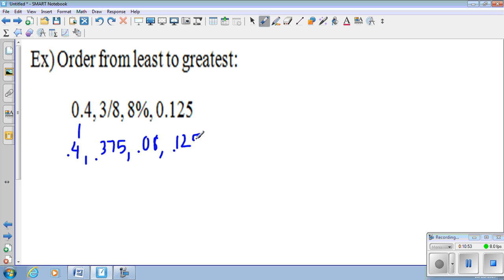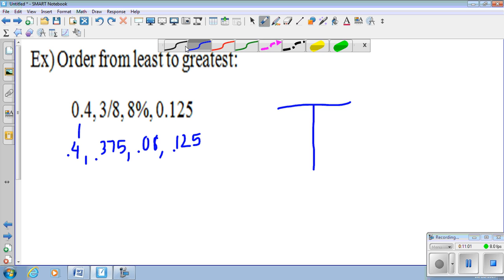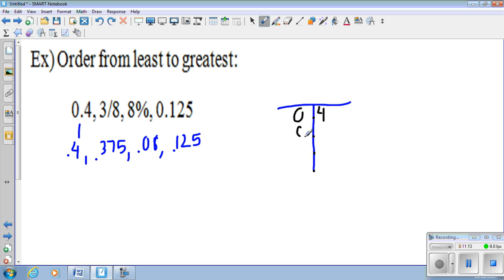Whoops. And now I can put in my t-chart. Decimal, decimal, decimal, decimal: 0 and 4 tenths, 0 and 375 thousandths, 0 and 8 hundredths, 0 and 125 thousandths. Again, for this one, my longest number goes out to the thousandths place, so I'm going to put placeholders here. So zeros out to the thousandths place, so I have 400 thousandths, 375 thousandths, 80 thousandths, and 125 thousandths. So now I'm going least to greatest, smallest to greatest.